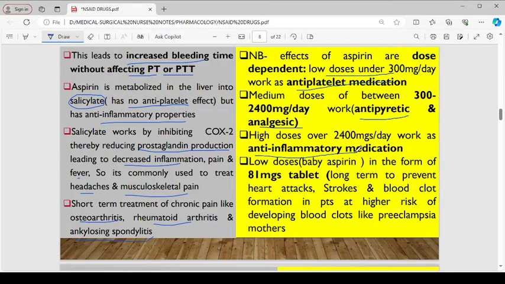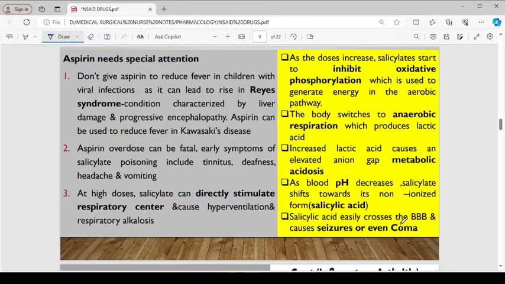So we also have low dosages like the baby aspirin, the junior aspirin in the form of 81 milligrams tablets, and this one can be used long term to prevent heart attacks, strokes, and blood clot formation in patients at higher risk of developing blood clots, just like the pre-eclamptic mothers.